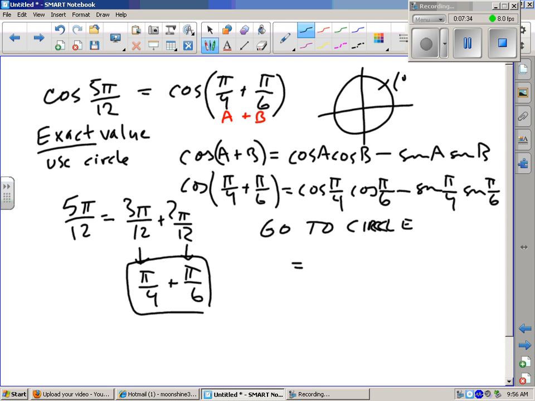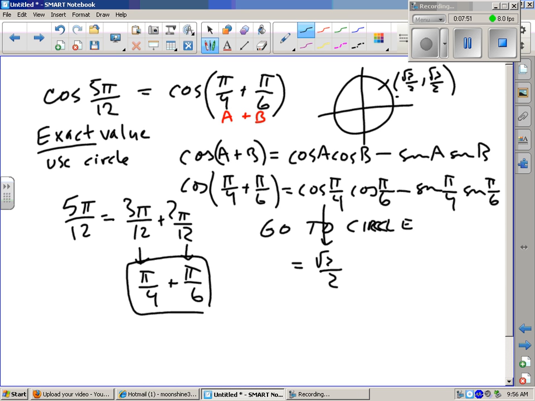Here's pi over 4. Cosine is root 2 over 2. So I'm going to plug that in. So instead of cosine of pi over 4, it's root 2 over 2. It's not the cosine of root 2 over 2. You can't take the cosine of the answer. Take the cosine of the angle.